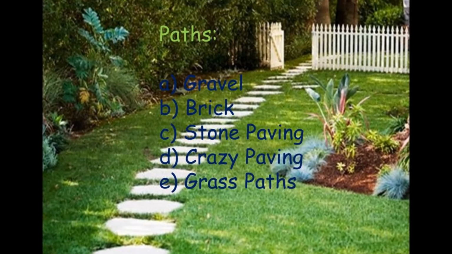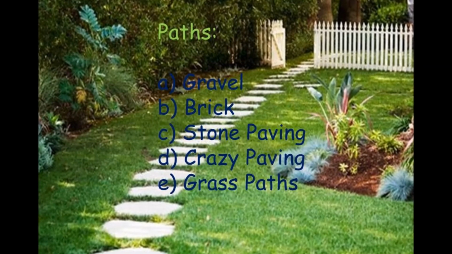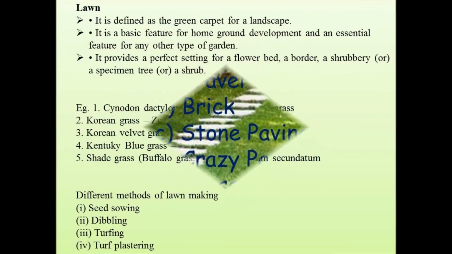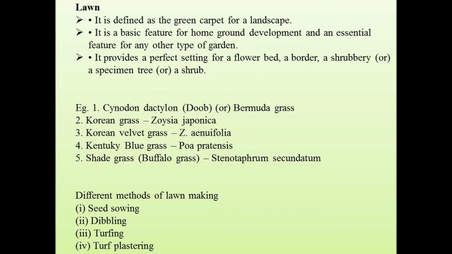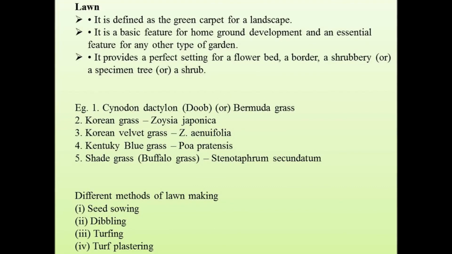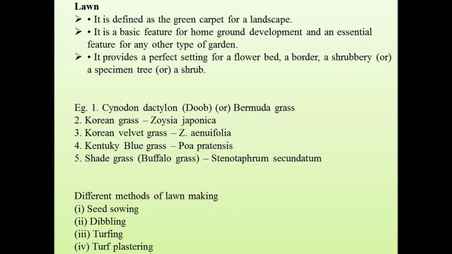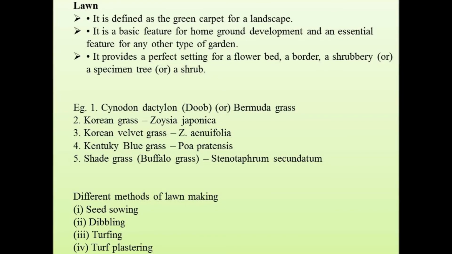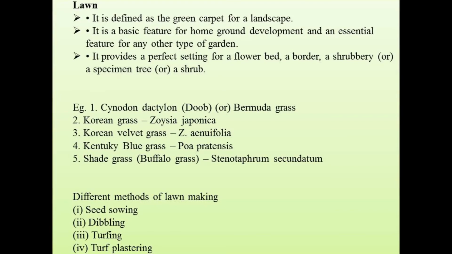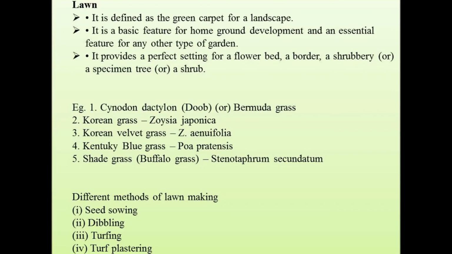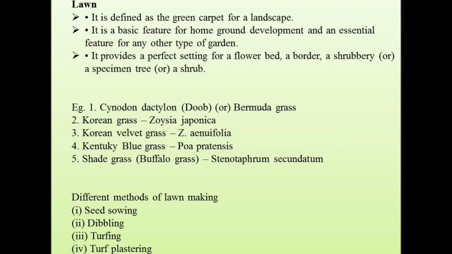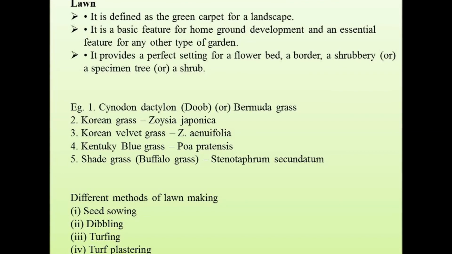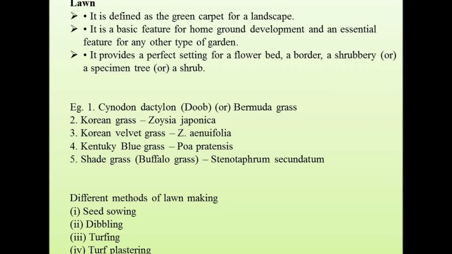Okay, these are the important features of a garden. Then we will discuss the last feature of landscape gardening, that is the lawn. The green carpet for the landscape is called a lawn. Generally, the lawn is called the heart of the garden because without a lawn, we cannot consider it a complete garden. It is a basic feature for home ground development as well as any other type of garden.